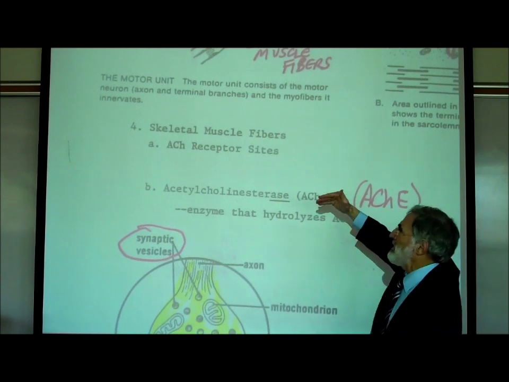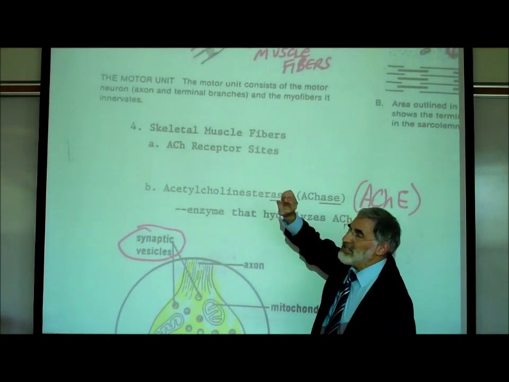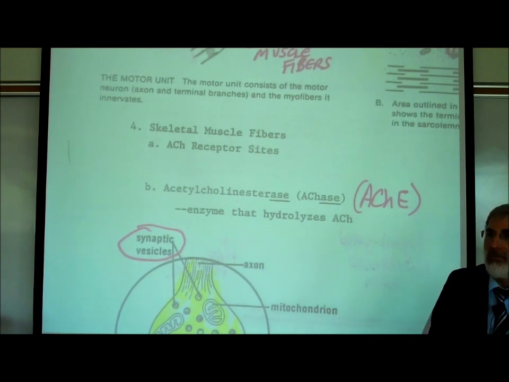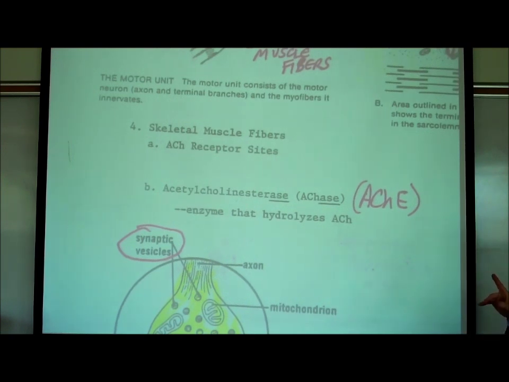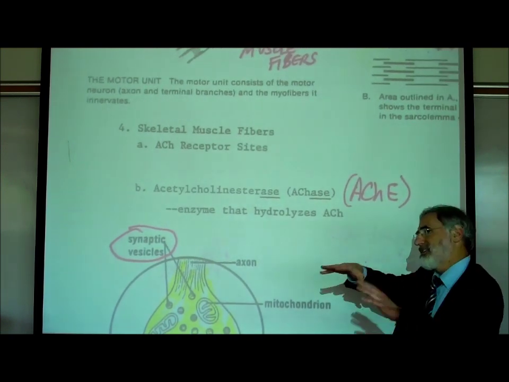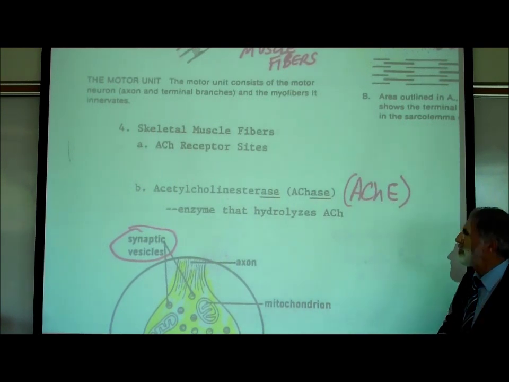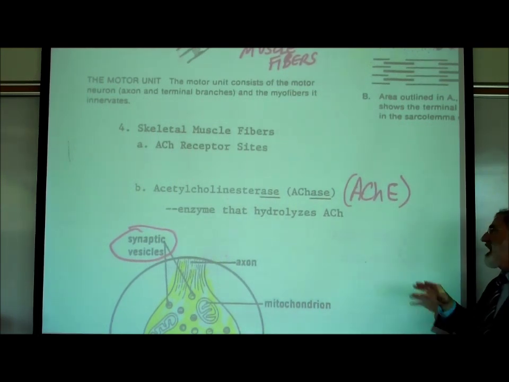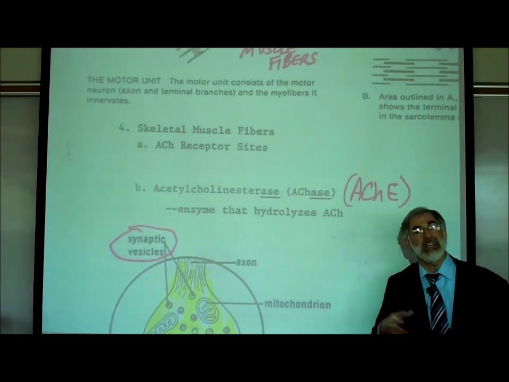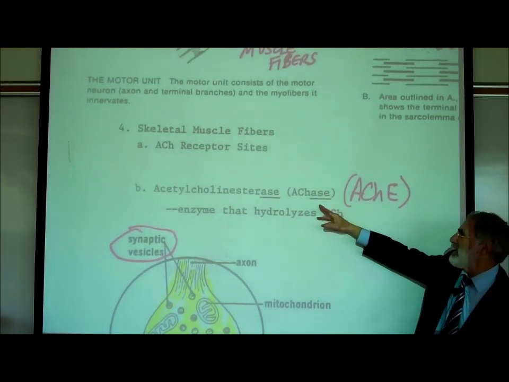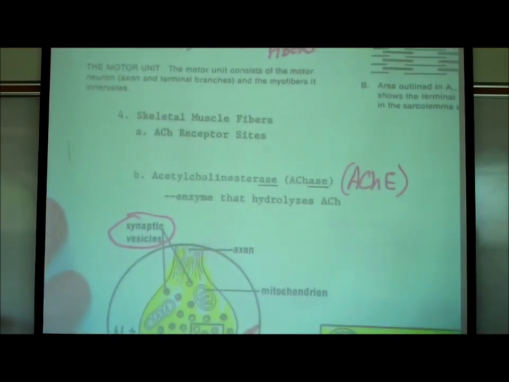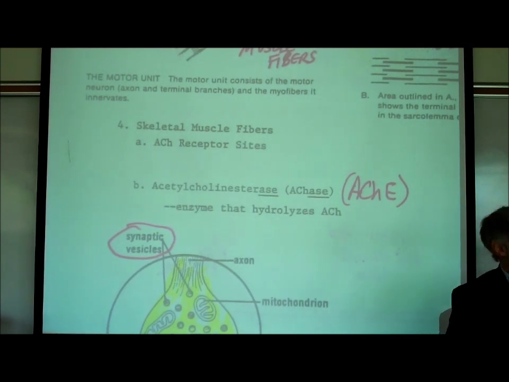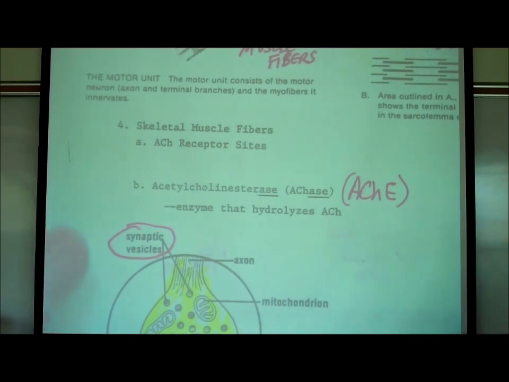Specifically, on the skeletal muscle cell membranes are acetylcholine receptor sites, where the acetylcholine released from the somatic motor neuron synaptic knobs is going to attach and activate. And there's also an enzyme protein on the skeletal muscle cell membranes called acetylcholinesterase. The ASE ending is typical of enzymes, and it's abbreviated AChase or AChE, and the purpose of it is to break apart acetylcholine. You might first think, well, why would you ever want to break it apart? We'll explain as we go on.